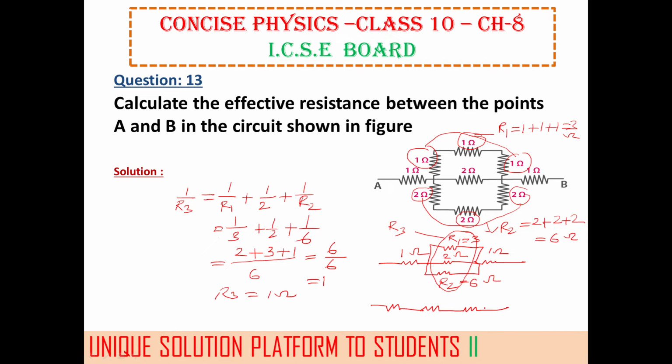So this is 1 ohm, this is 1 ohm, this is 1 ohm. So finally the total equivalent resistance of these three will be, because they are in series again, if it is R, then you can write 1 plus 1 plus 1, because they are in series, total is 3 ohm. So the final resistance of this circuit between A and B will be 3 ohm.